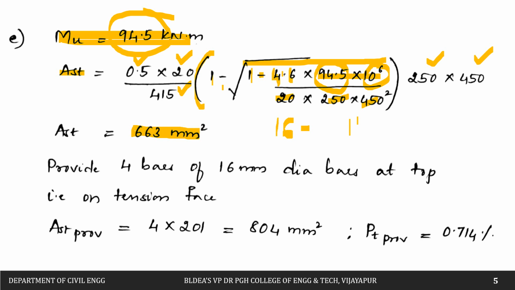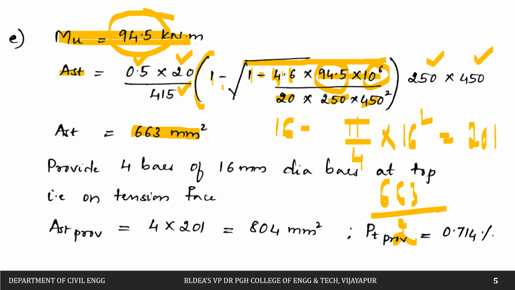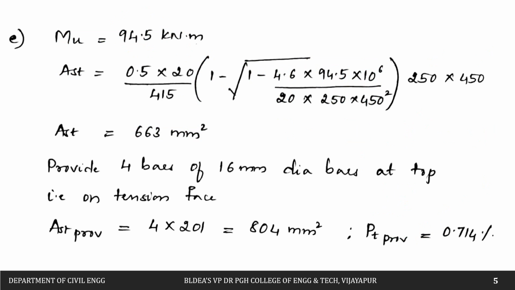So area of one bar, if you calculate, that is pi by 4 into 16 square. So we will be getting the answer as 201. The requirement is 663, so 663 divided by 201, if you do, you'll get approximately 3 point something. That means you have to provide 4 bars. So therefore we will provide 4 bars of 16 dia at top.